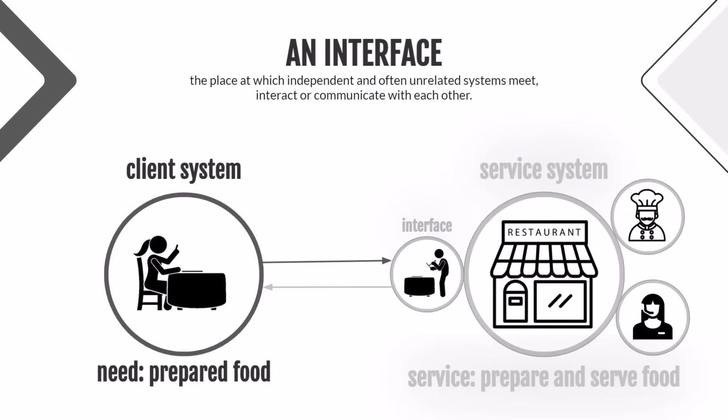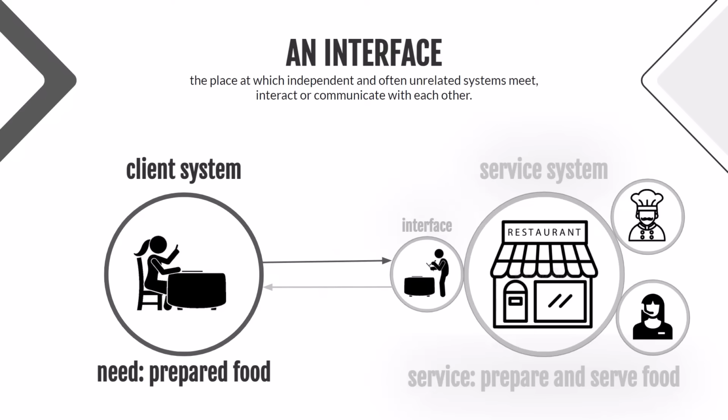Let's check how the end-to-end communication flow happens between the client system as a customer and the service system as the restaurant. You come to the restaurant and sit by the table and ask for the menu. The waiter provides you with the menu. You get familiar with it and place the order. The waiter serves prepared food back to you. You eat it, pay for it, and leave.